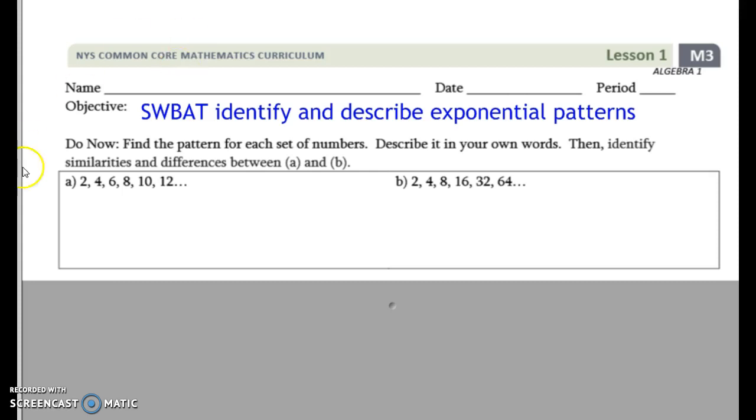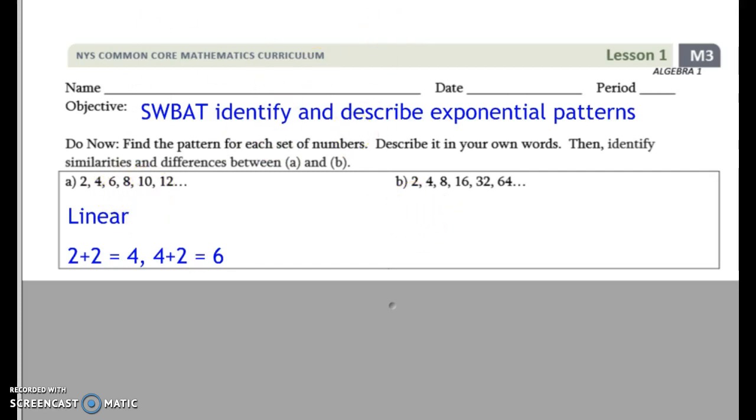We identified this first type of function as linear because the differences between the numbers were constant. Two plus 2 equals 4, 4 plus 2 equals 6, and so on. In fact, between every number, there was a jump of 2.